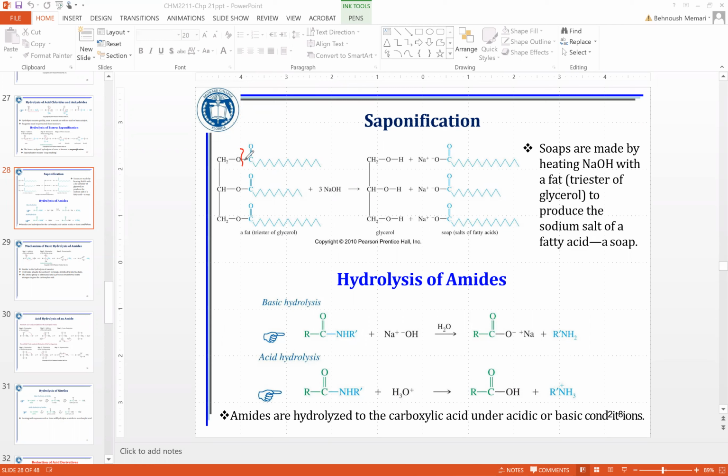The C-O single bond is going to break, and to each piece you're going to add the OH and then H. And because this is a base-catalyzed reaction in a basic solution, it's going to be deprotonated. So you have O minus here. And since you have sodium, it is going to be the sodium salt of the acid. The sodium salt of the fatty acid is soap.